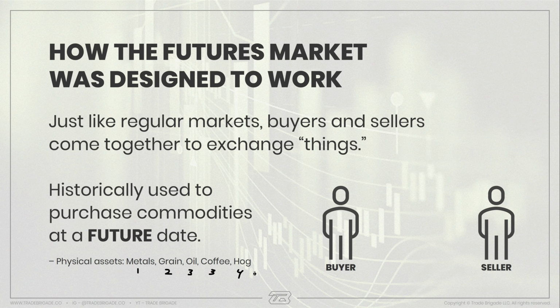The list goes on and on. There's sugar, corn, soybeans. I mean, you name it. If it's a raw material, it can pretty much be traded as a commodity. And the key takeaway, remember, is that this exchange is happening at a future date where our buyer and seller both agree on a price and a date. So between the buyer and seller, we need a price and a date.